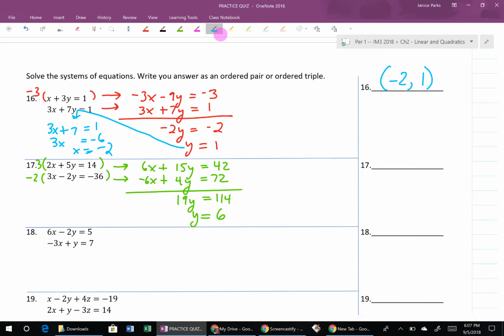Since y is equal to 6, I'm going to go ahead and plug that in here. So that gives me 3x minus 12 is equal to -36. Add 12. 3x is equal to -24. Divide by 3, so x equals -8. So when you write your answer, this is -8 and 6.